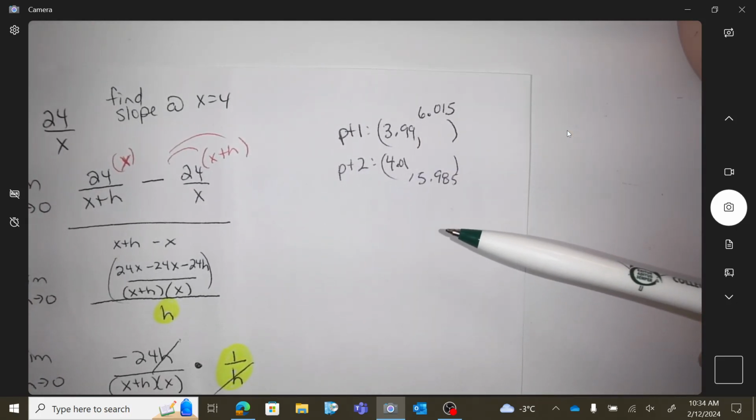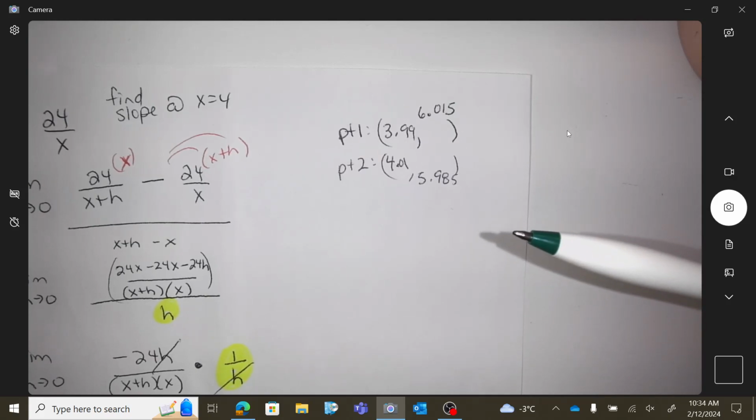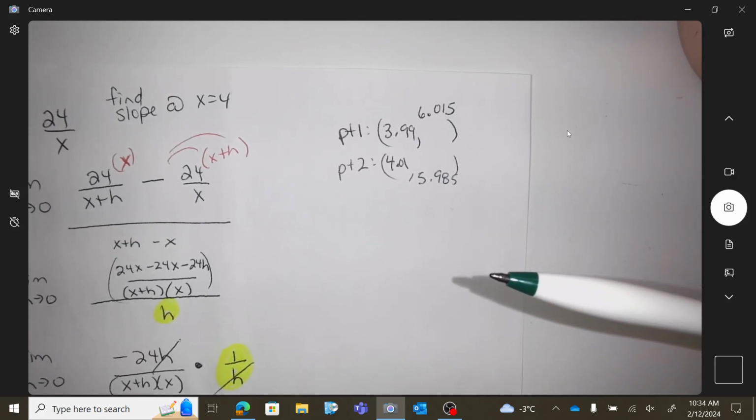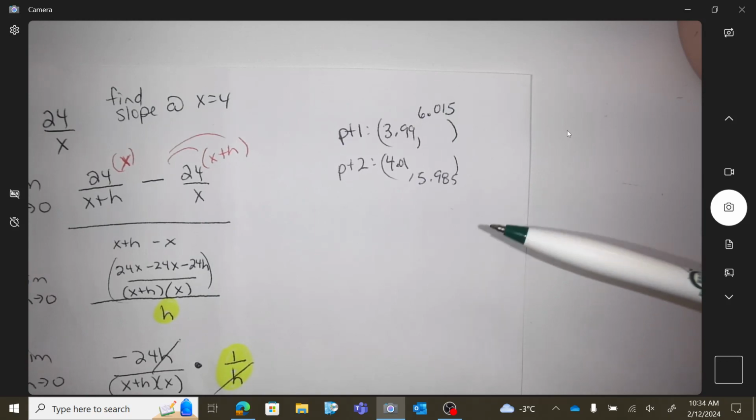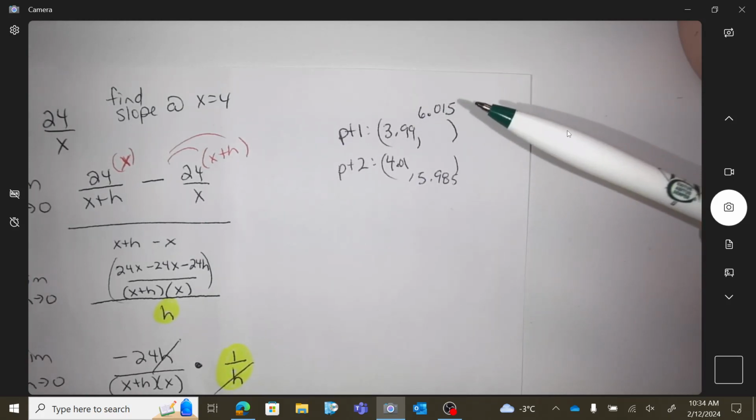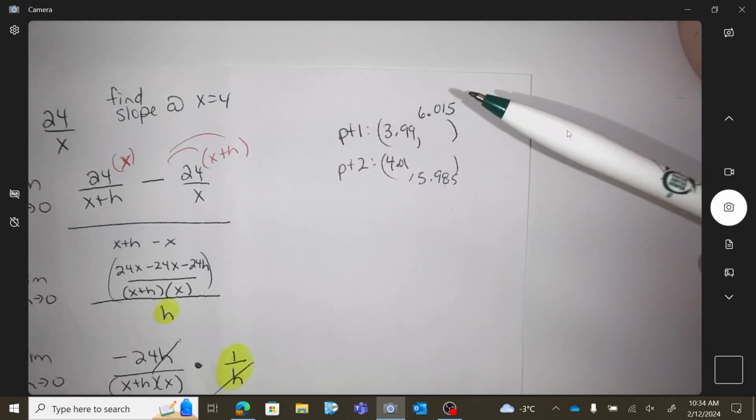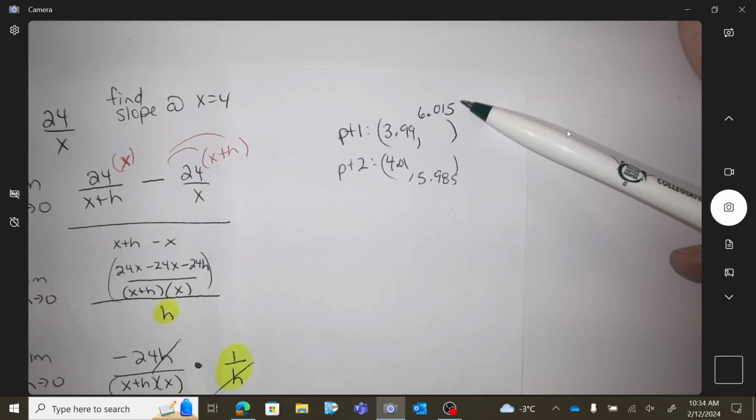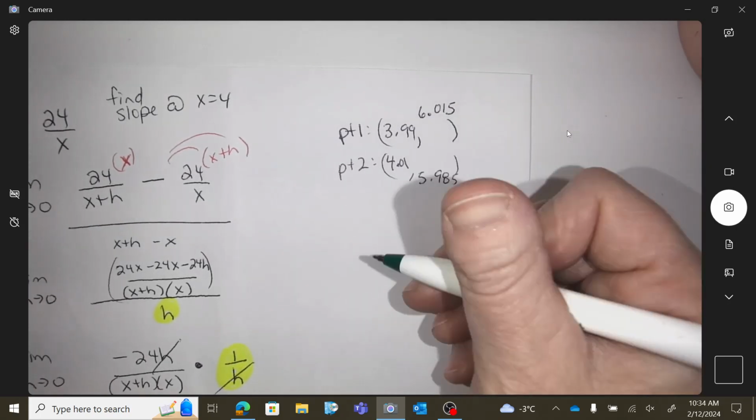So this is just using close numbers. Same kind of idea, right? You're doing y1, y2. So what is y2 minus y1?